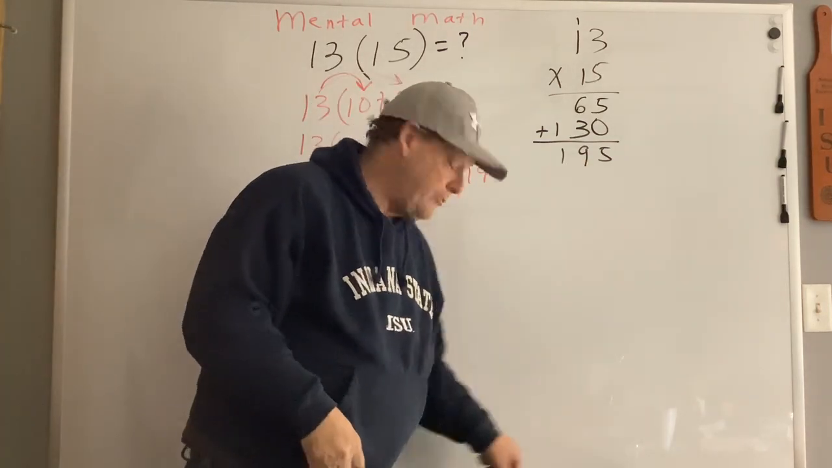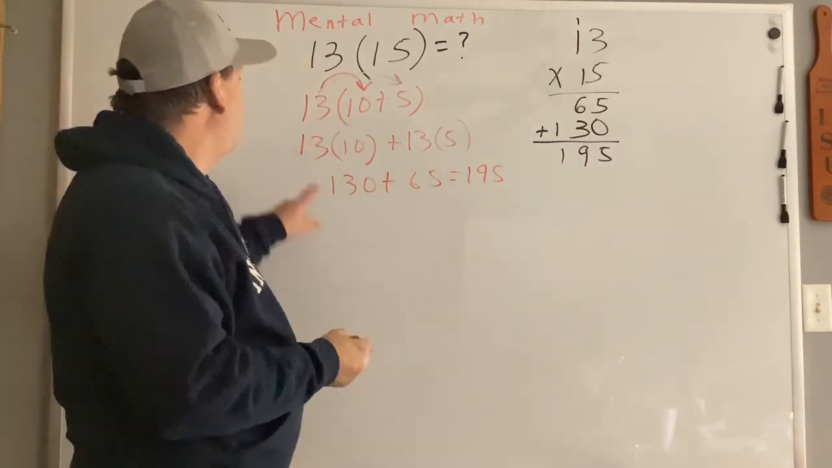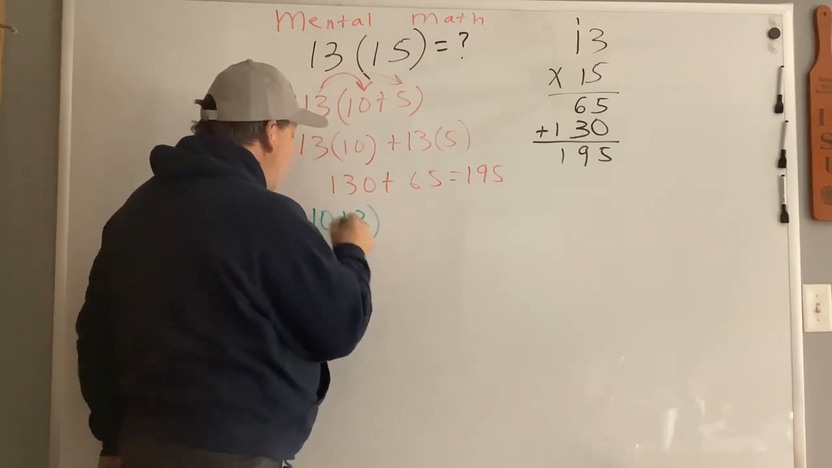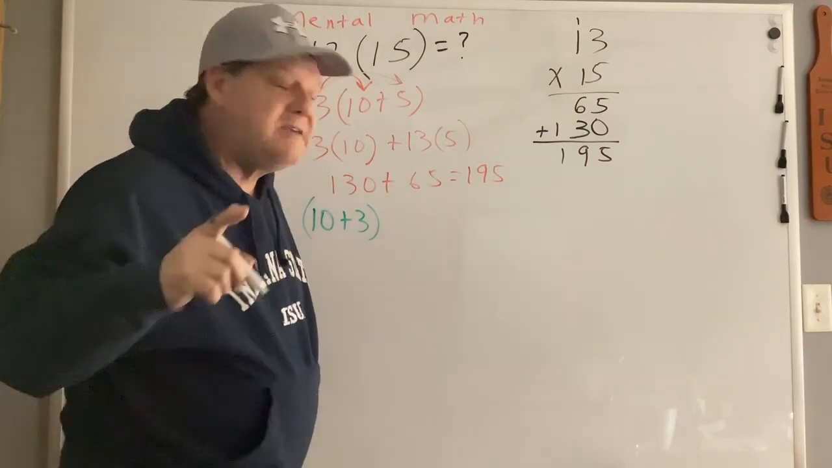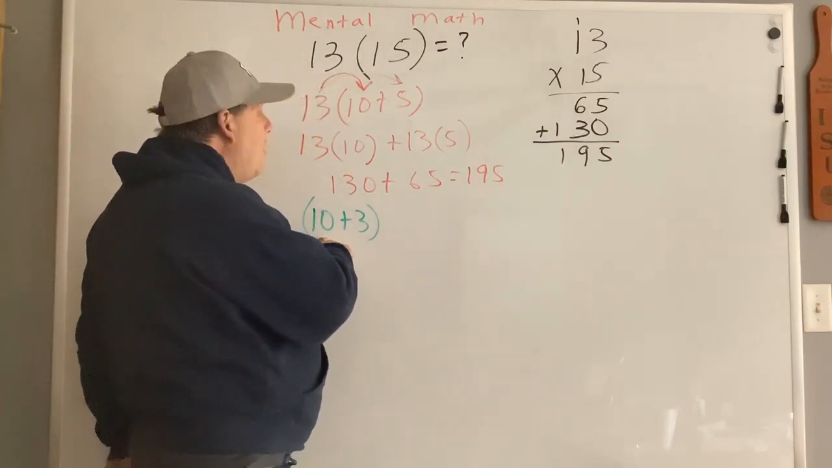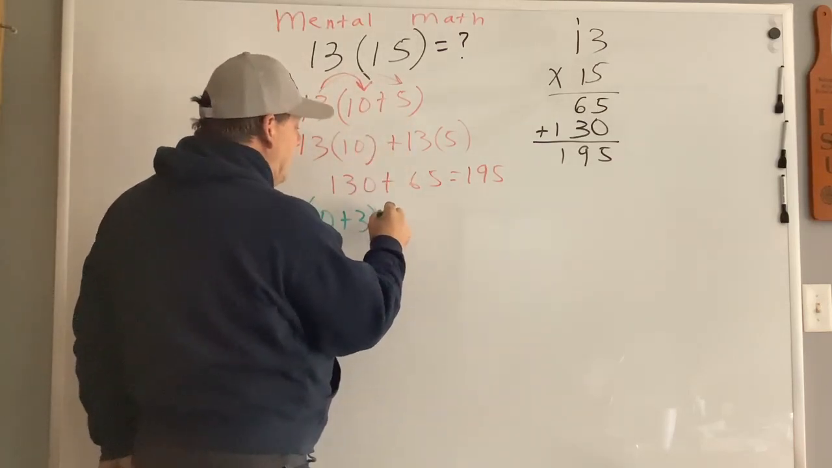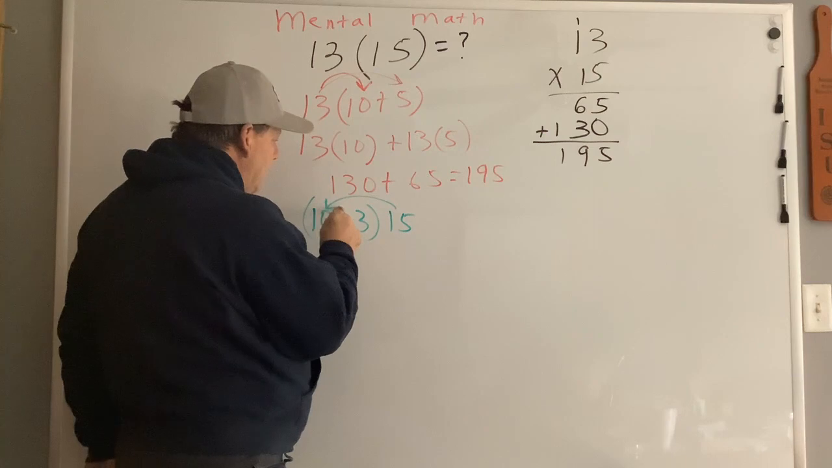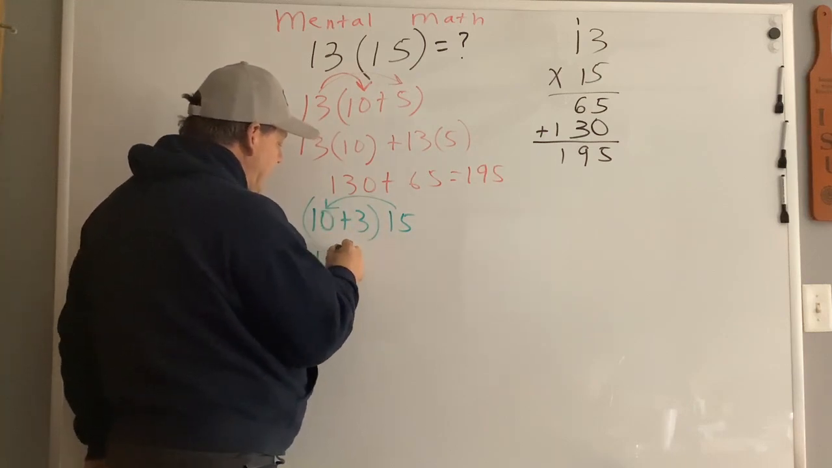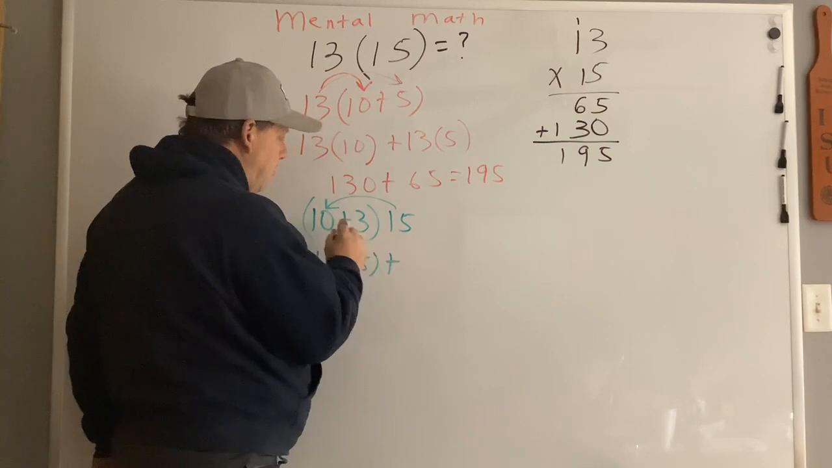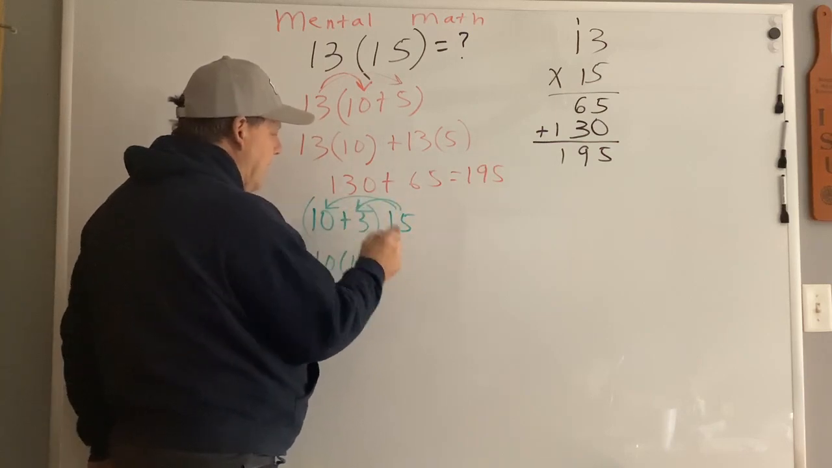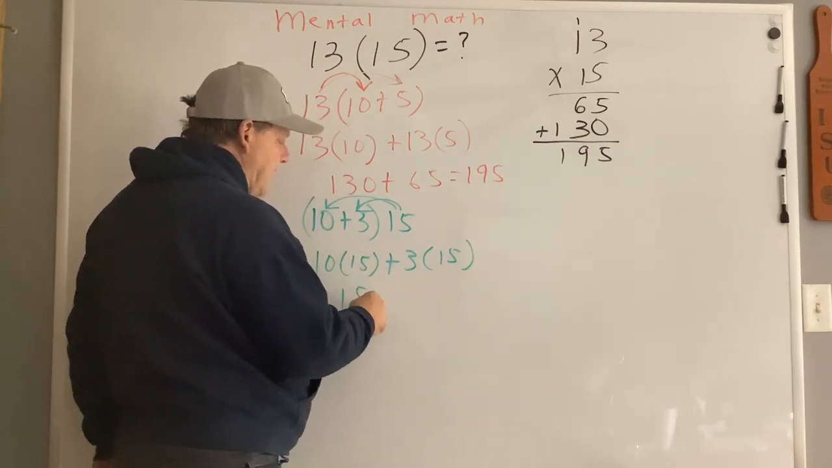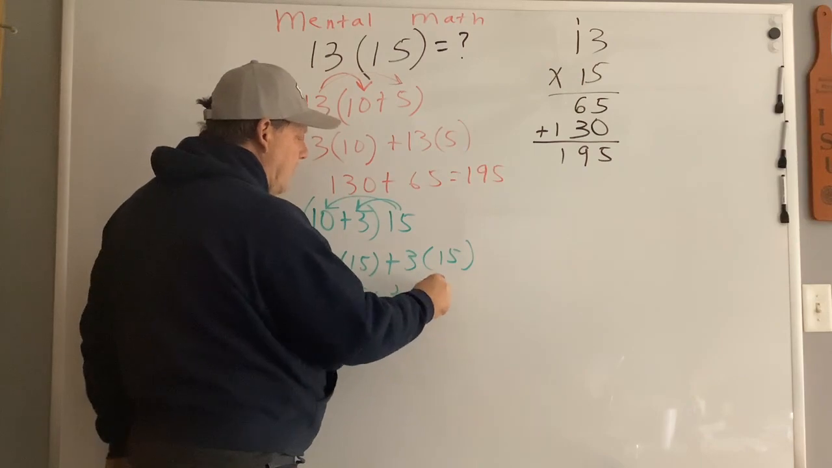Now, can we do this an alternate way? Sure can. What if we want to break the 13 into 10 plus 3? And again, why did I use it? Because 10 is an easy mental number to multiply by, and we're multiplying that by 15. I use the distributive property, which means I'm going to take my 10 times my 15, plus, because we're adding, the 3 times the 15. 10 times 15 is 150. 3 times 15 is 45.